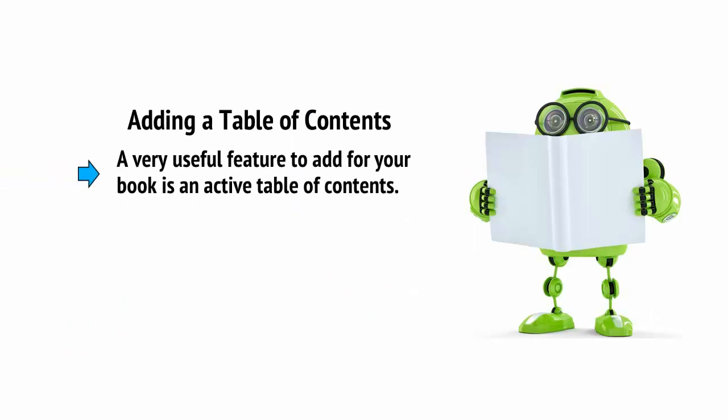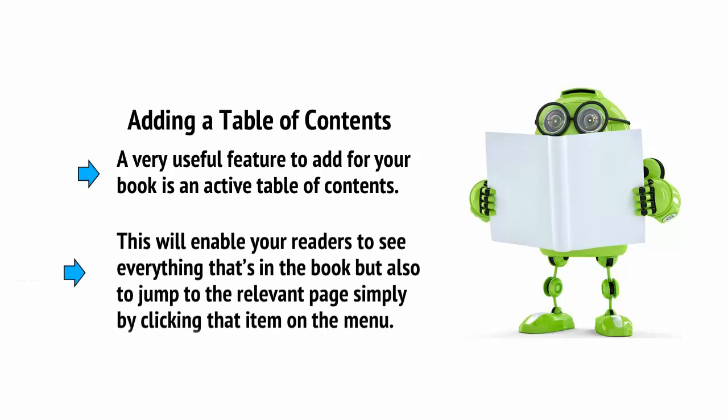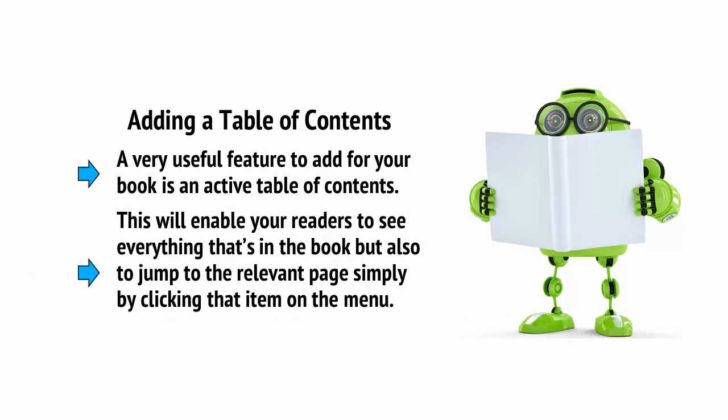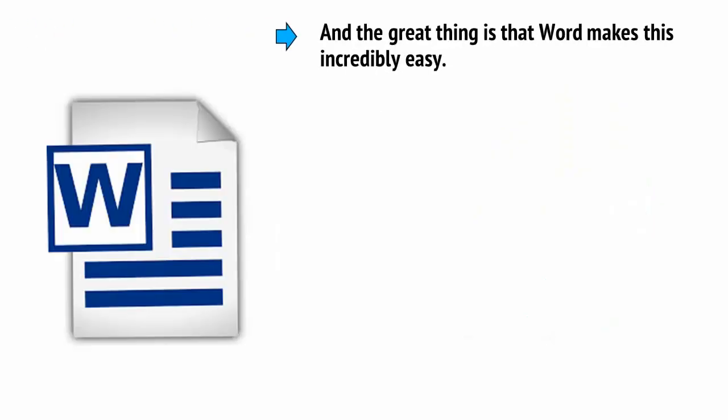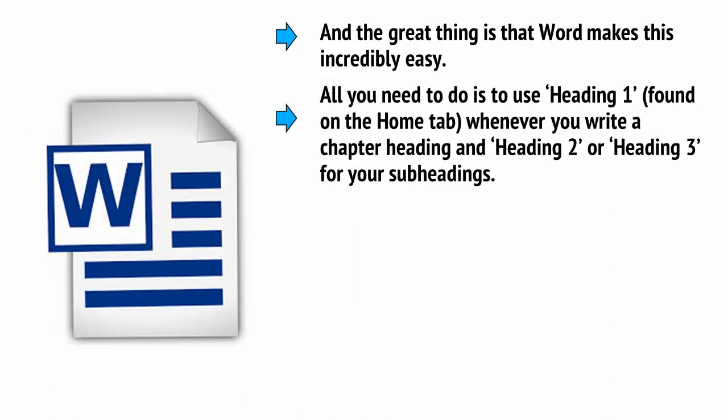A very useful feature to add to your book is an active table of contents, and this will enable your readers to see everything that's in the book, but it'll also enable them to jump to the relevant page simply by clicking that item on the menu. And the great thing is that Word makes this incredibly easy. All you need to do is to use heading 1, which is found on the Home tab, whenever you write a chapter heading, and heading 2 or heading 3 for your subheadings.